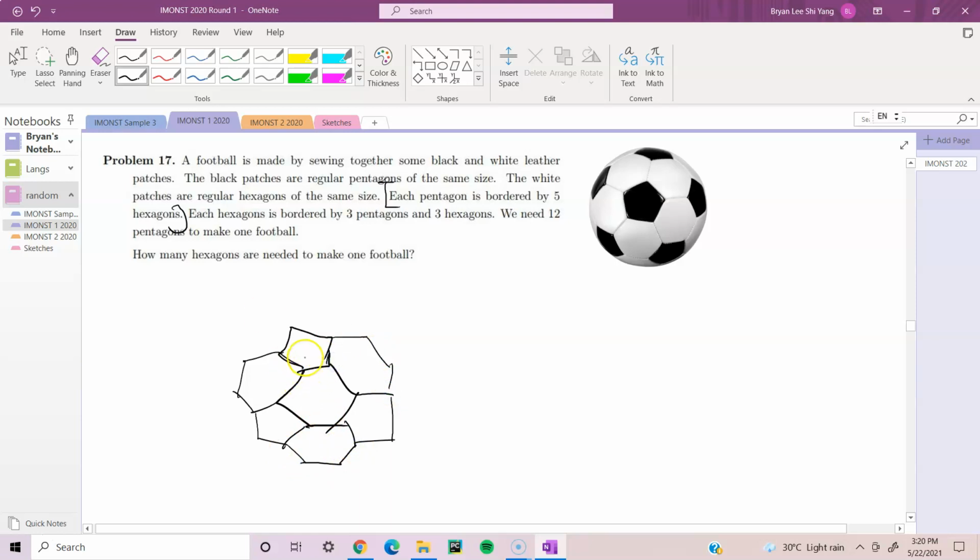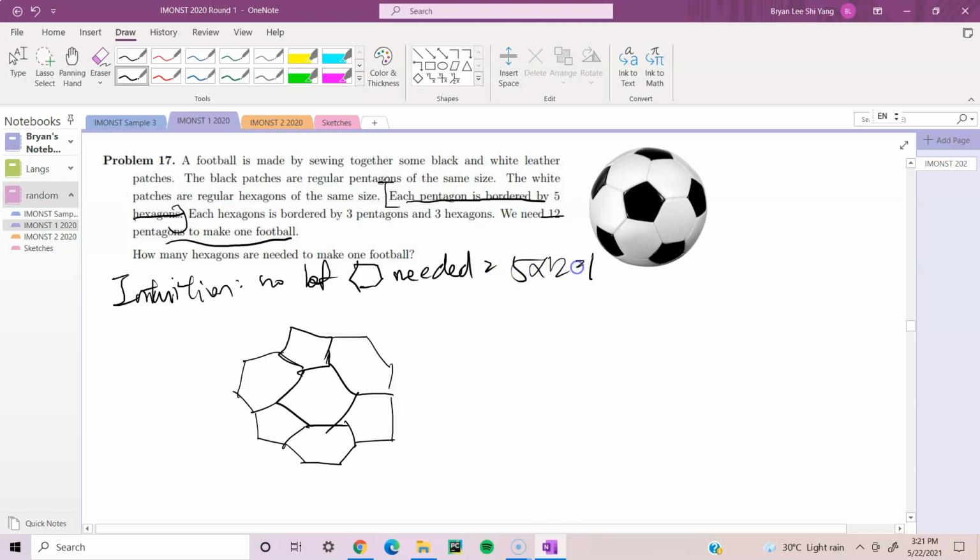Now, we know that each pentagon is bordered by 5 hexagons, right? And then we need 12 pentagons to make one football. So our initial intuition will give us the number of hexagons needed would be 5 times 12 equals 60. But this is way too much. Why? I'll tell you in a second.